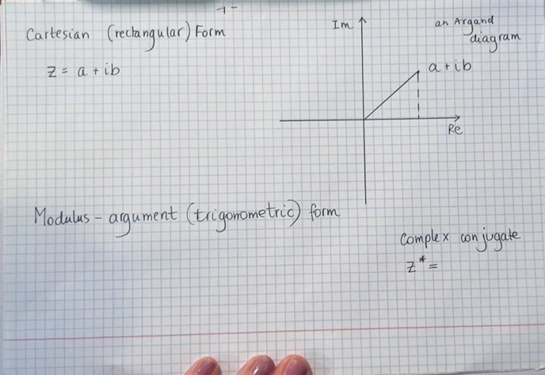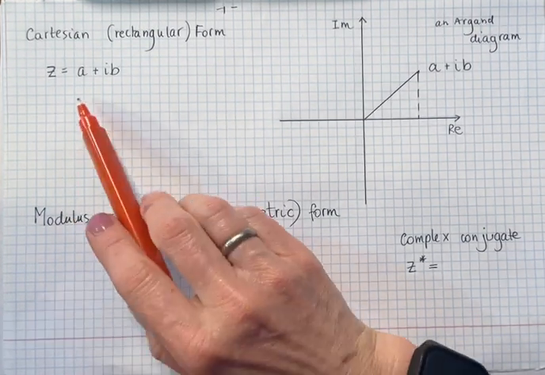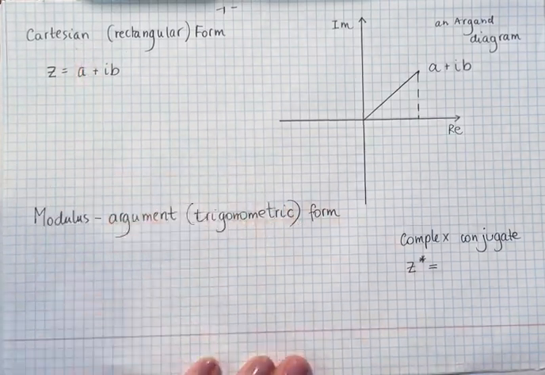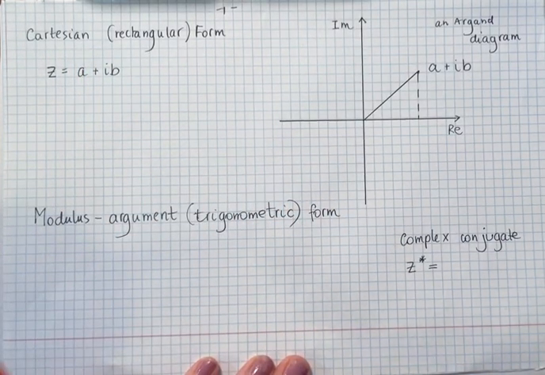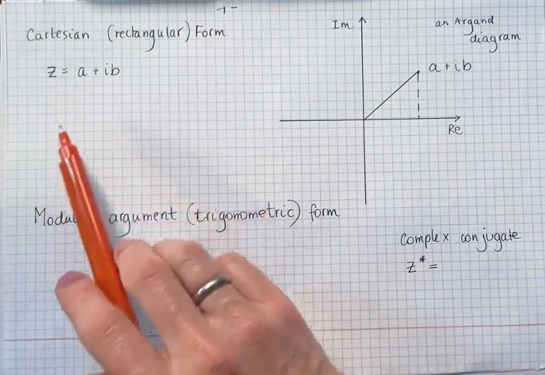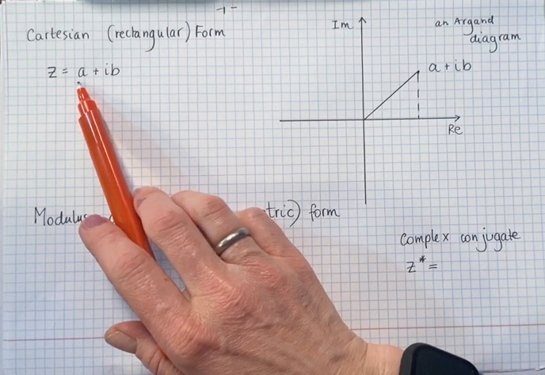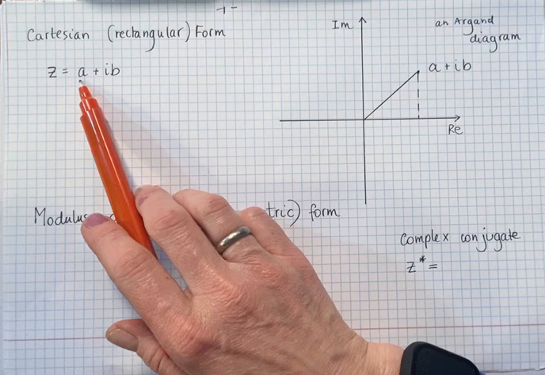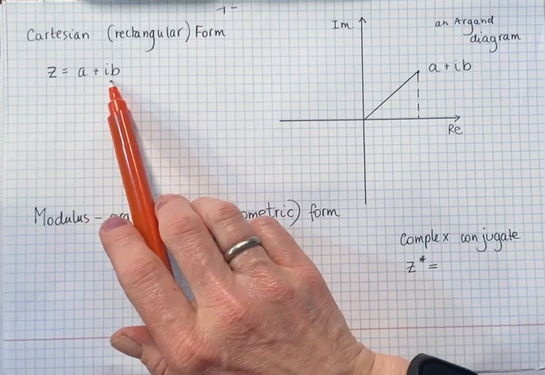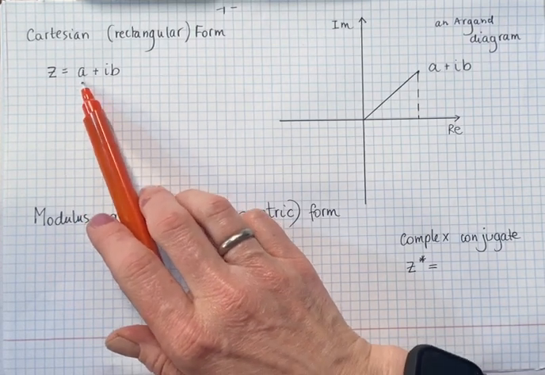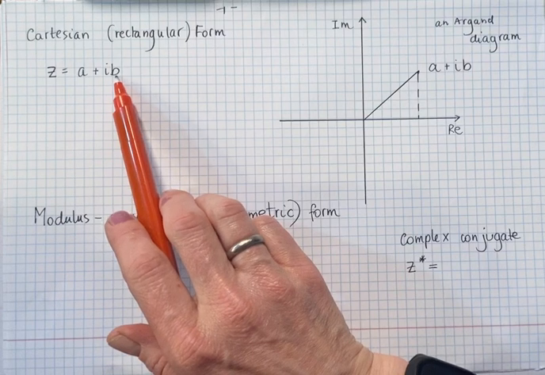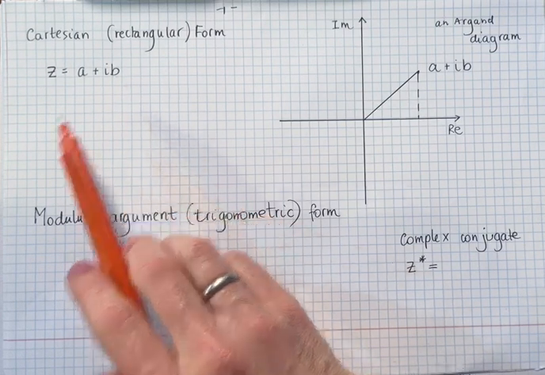So the first form, you could refer to that as a Cartesian form. You could refer to that as a rectangular form also. It's z equals a plus ib. So you break up a complex number into real part and imaginary part, where a is the real part and b is its imaginary part.